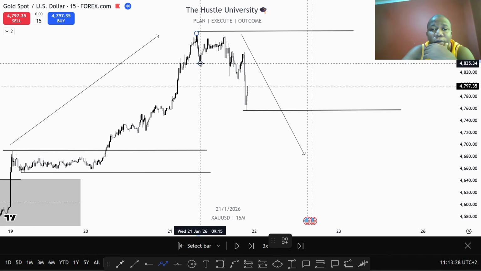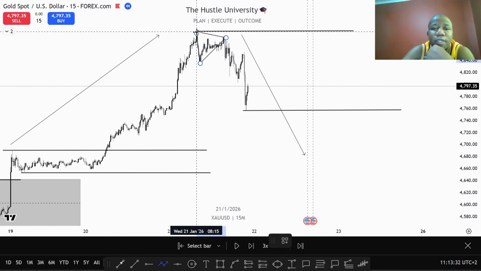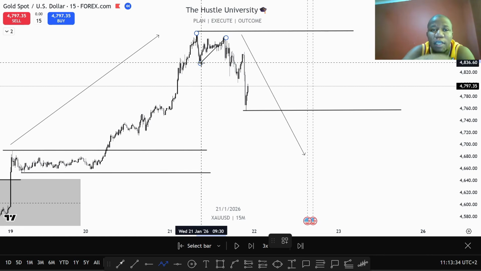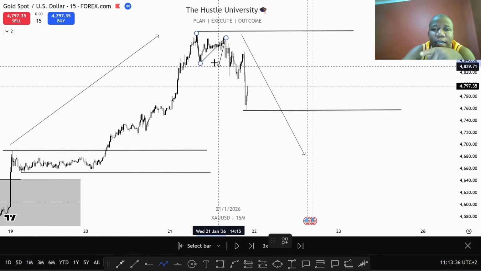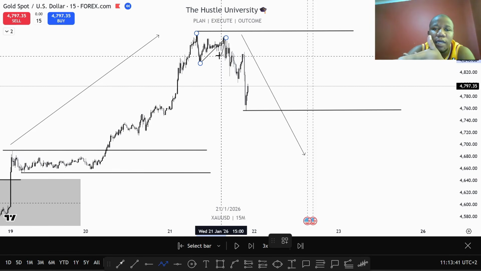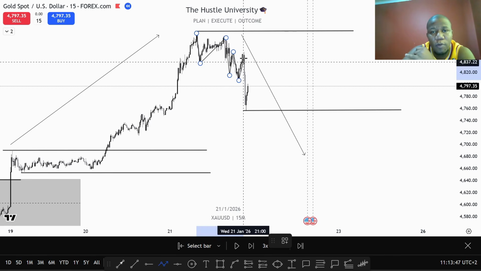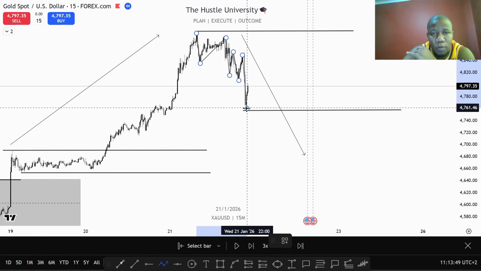You have price making a lower low, a lower high. Why do I not mark this one? Because it's in between that high and this low over here on the 15 minutes. So they are within range of that high and that low. You get what I'm saying? So even with that being made, it's still the case. A new lower low, a lower high, a lower low, a lower high, a lower low.